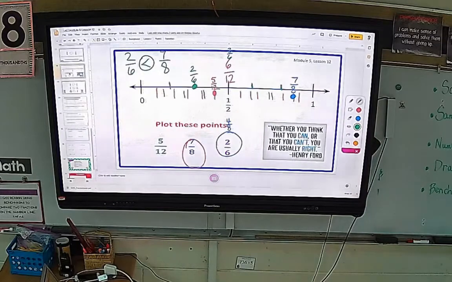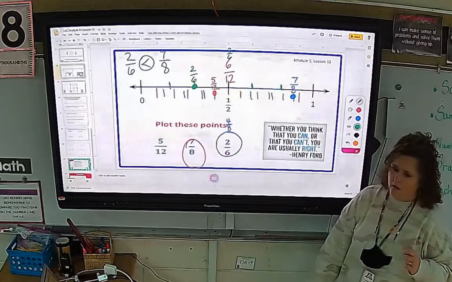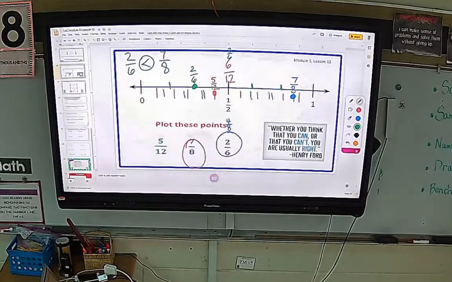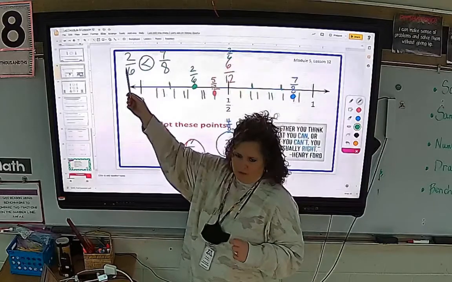I look at 7/8, and I know 8/8 equals 1, so it's only 1 away from 1, and 2/6 still has a long way to go to get to 1. So I look at 7/8 was bigger. So you used your benchmark thinking. Oh, this one's almost to 1. This one's way far away from 1.